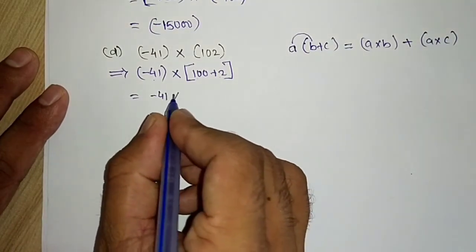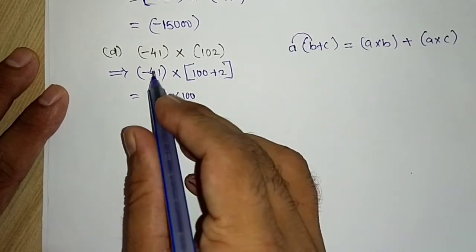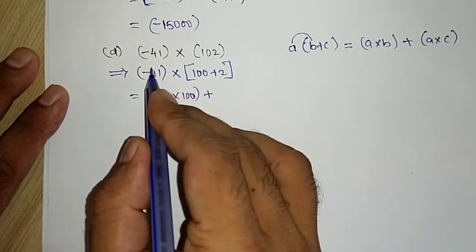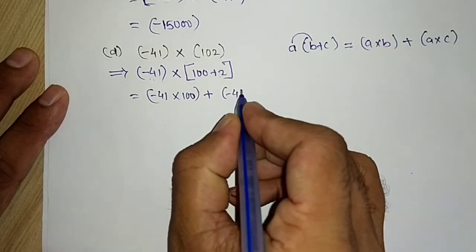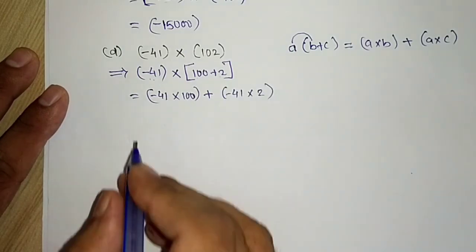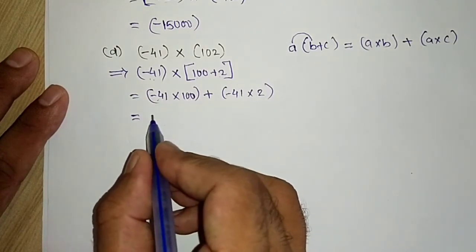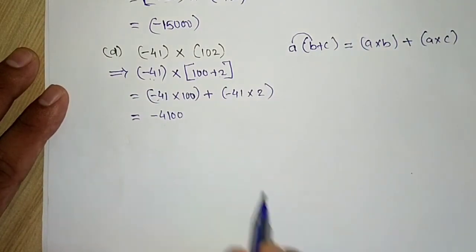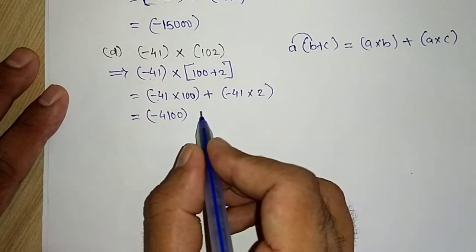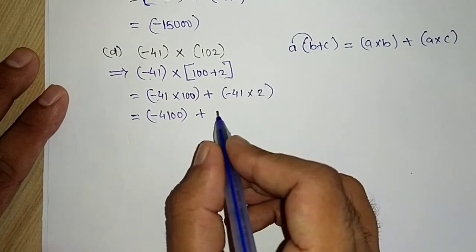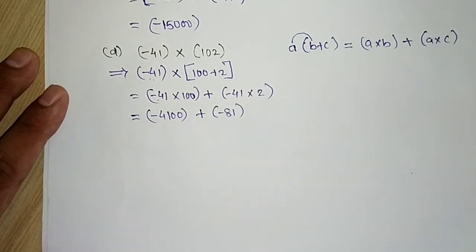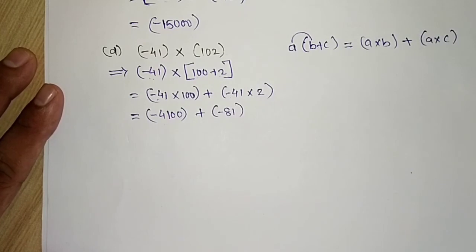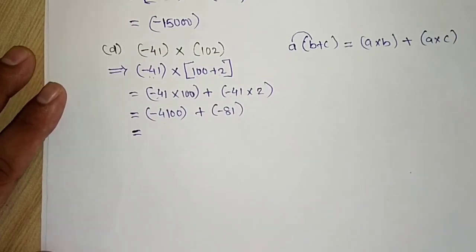Minus 41 multiplied by 100, see, A into B, plus A into C, that is minus 41 into 2. Minus 41 into 100 will give me minus 4100, plus minus 41 into 2 will give me minus 82. Students, this will make the calculations easy. If you use the suitable properties, it will make the problems easy to solve.